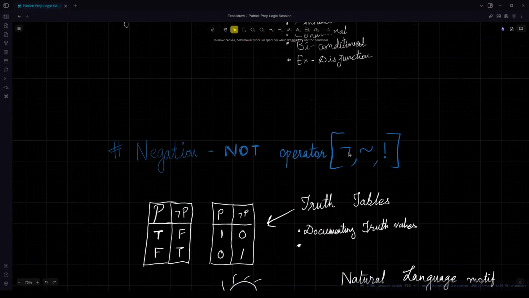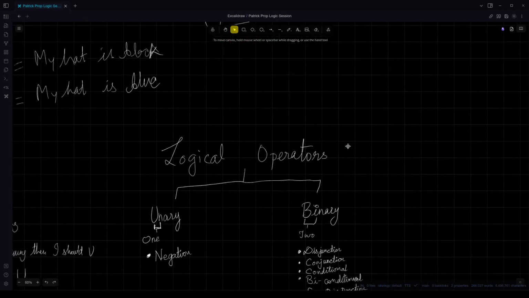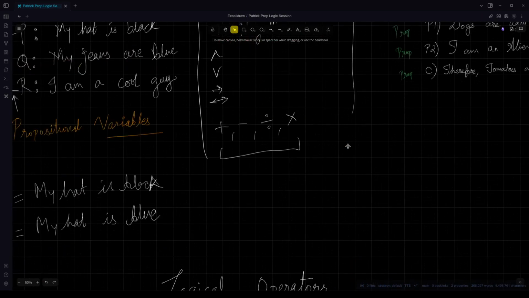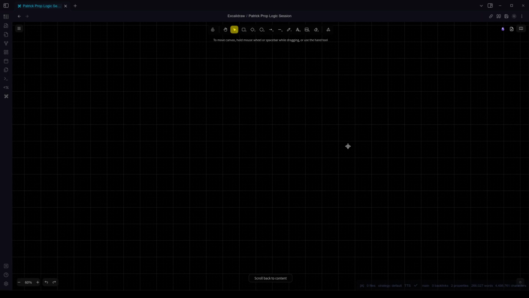Let's do a bit of a recap. Last time we did operators, right? So let's start from the very beginning. I'll just move everything out of the screen. So let's start with what propositional logic is.